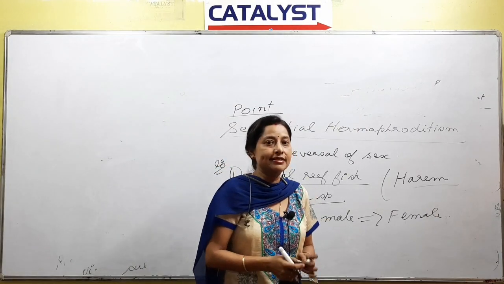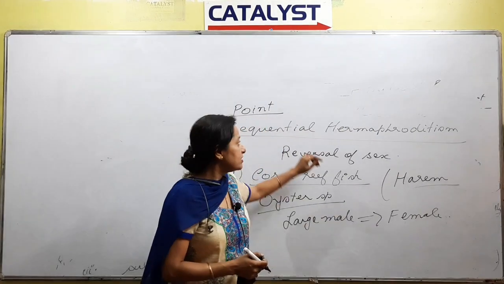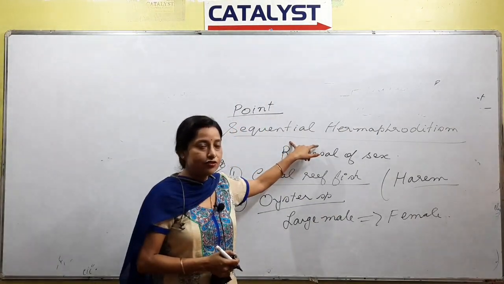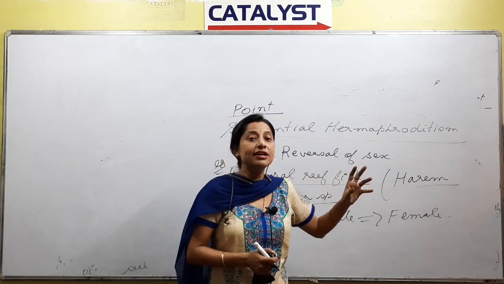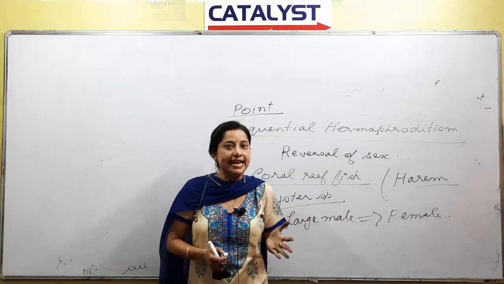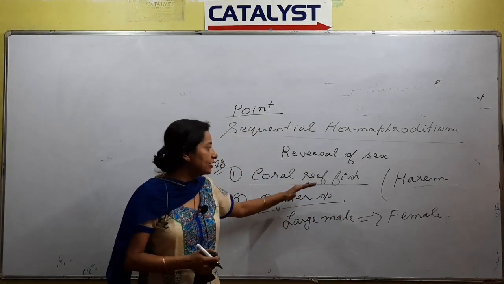So you don't need more details, just remember the term called sequential hermaphroditism. It is a phenomenon in which the organism can reverse its sex, right? What are the best examples? Coral reef fish and oyster species.